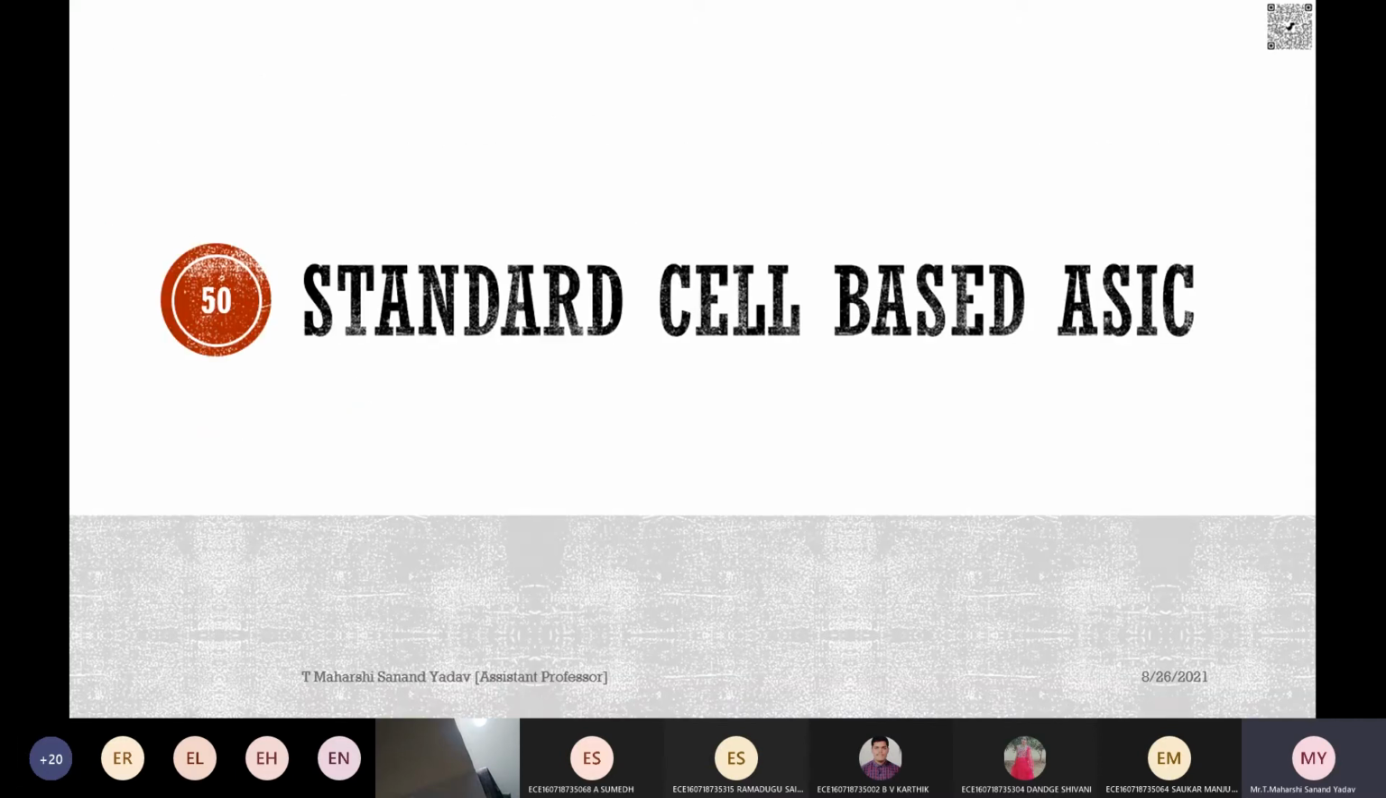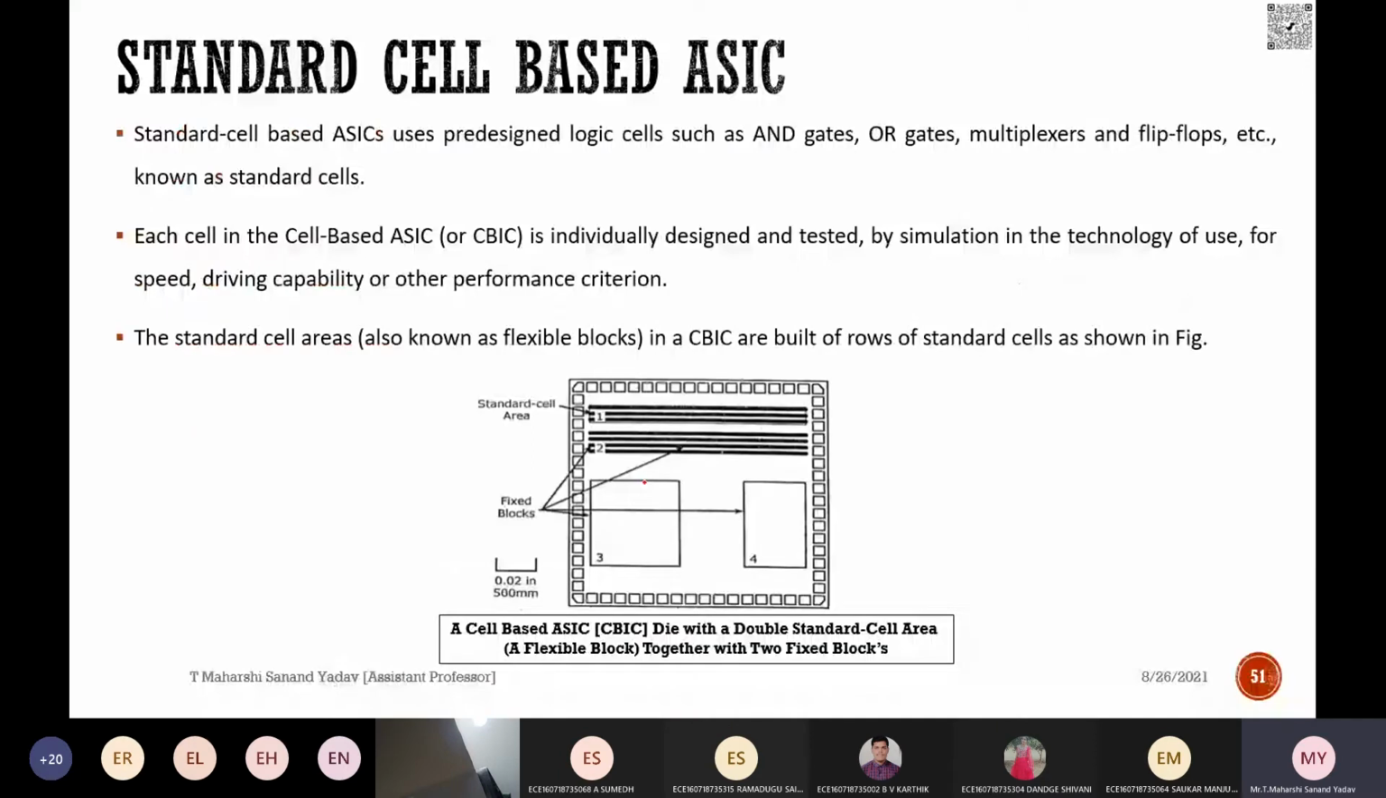So coming to standard cell-based ASIC. By means of this figure, we shall try to understand this one. So standard cell-based ASICs use pre-designed logic cells. So pre-designed logic cells will be available in your standard cell library. Each cell in the CBIC, means cell-based integrated circuit, is individually designed and tested by simulation in the technology of use for speed, driving capabilities, and other performance criteria.